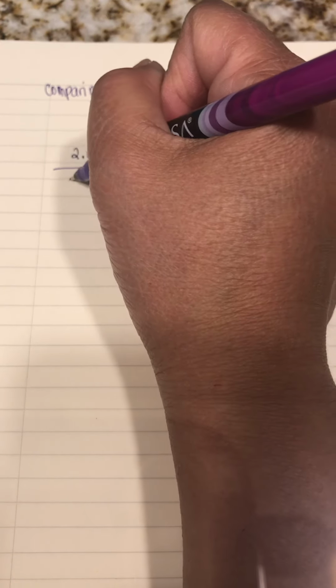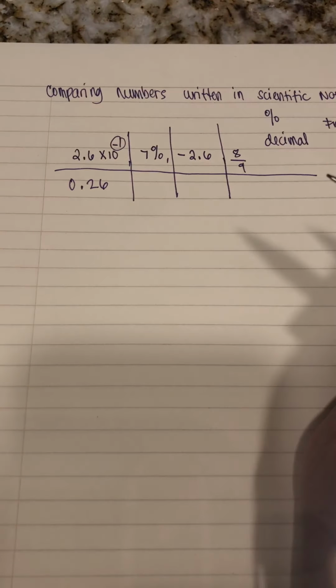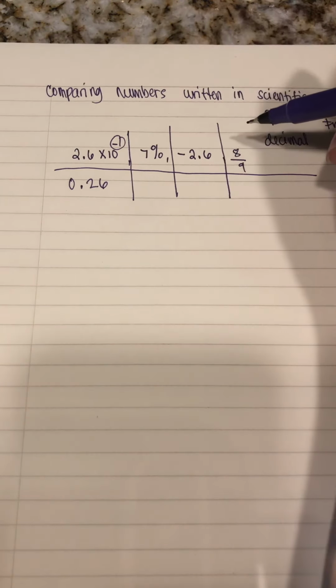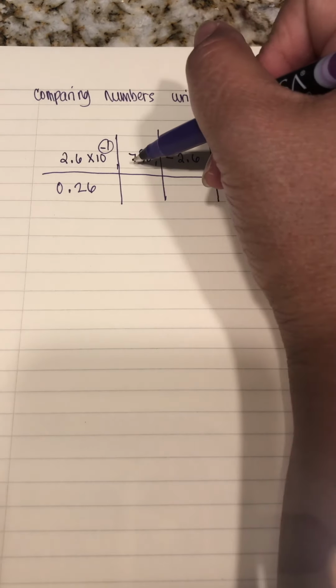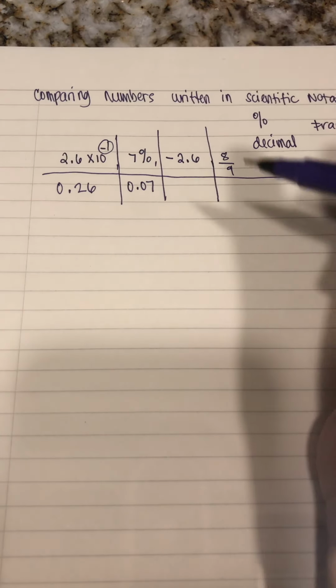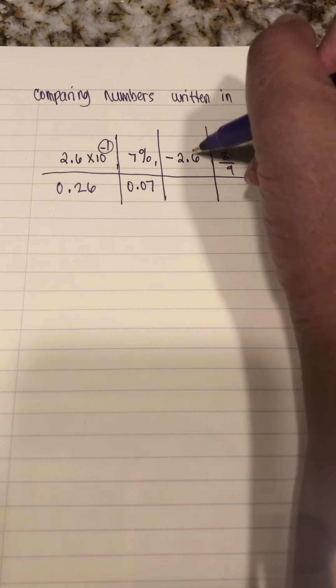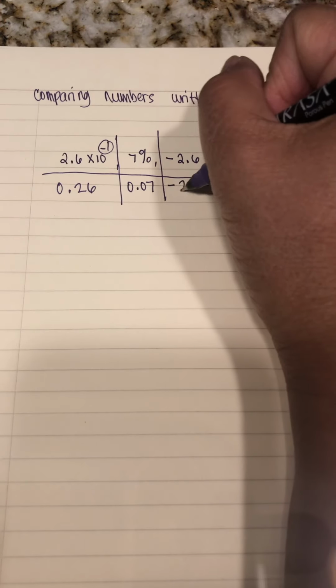So I'm going to change my 2.6 times 10 to negative 1 in terms of decimal notation. So it's negative 1, so I'm going to move one step to the left. So it becomes 0.26. And then my 7%, anything that is percent is out of 100. So 7 divided by 100 is 7 hundredths. That would give you 0.07. And then this is already in decimal form.